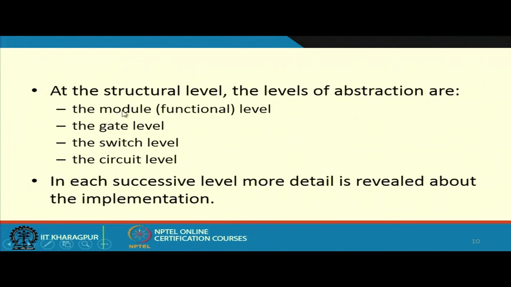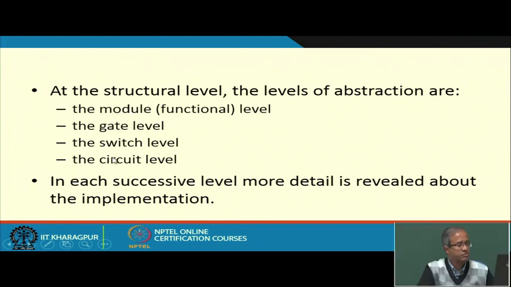view of the design. Now, as you can see, as we move from the module level down to the circuit level, more and more details get revealed. Okay? As we move down, we get more and more detailed functionality and clearly more accurate representation of the design or the behavior.